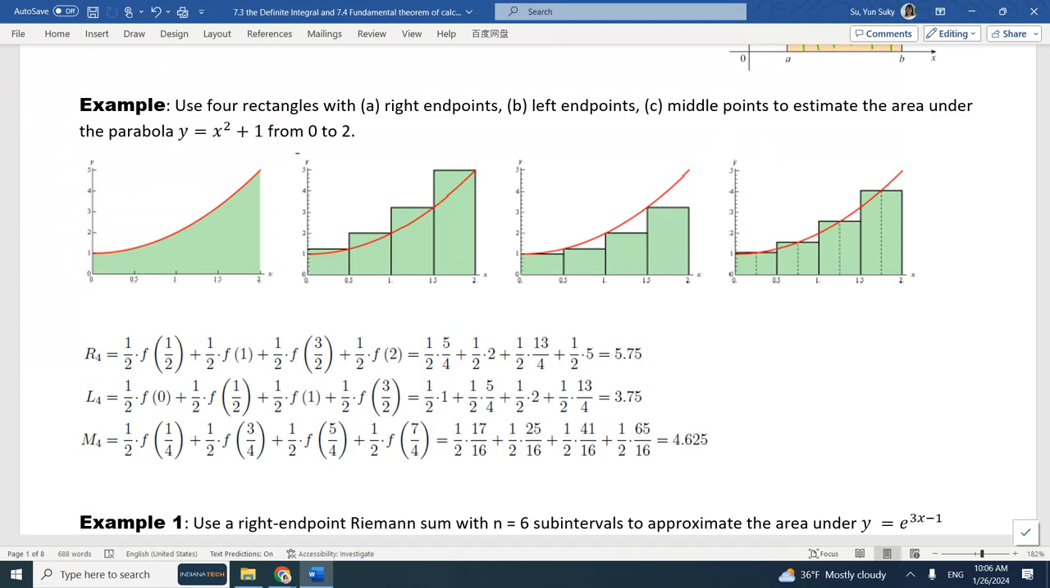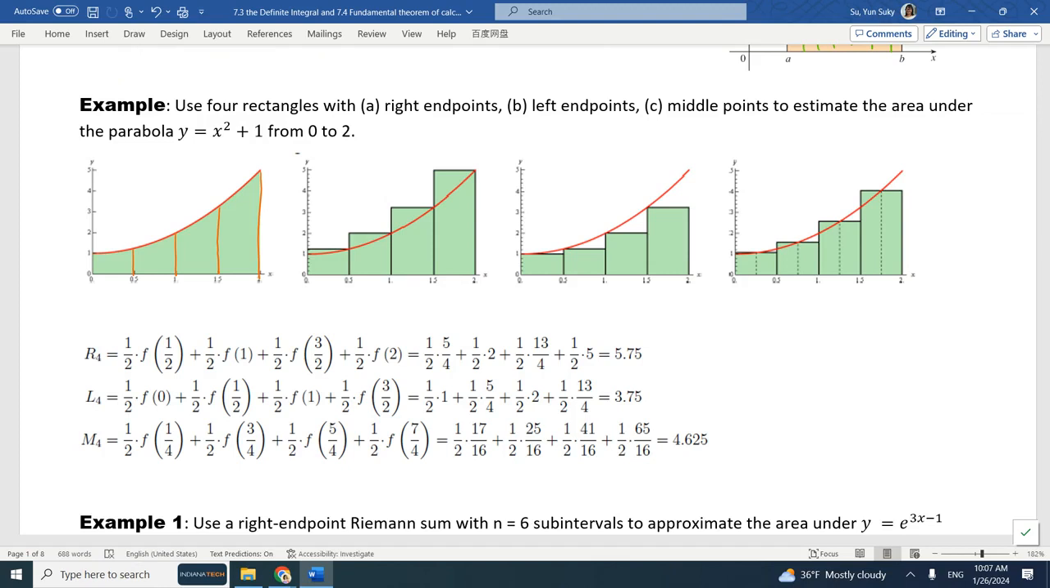And this example tells us we want to use, sorry, part A, the right endpoint. So we cut it into 4 rectangles. So this one, this one, this one, and this one. But look at the first rectangle. Which point do you want to choose to be its height? Part A tells us to choose the right endpoint. Do you see the right endpoint is 0.5?